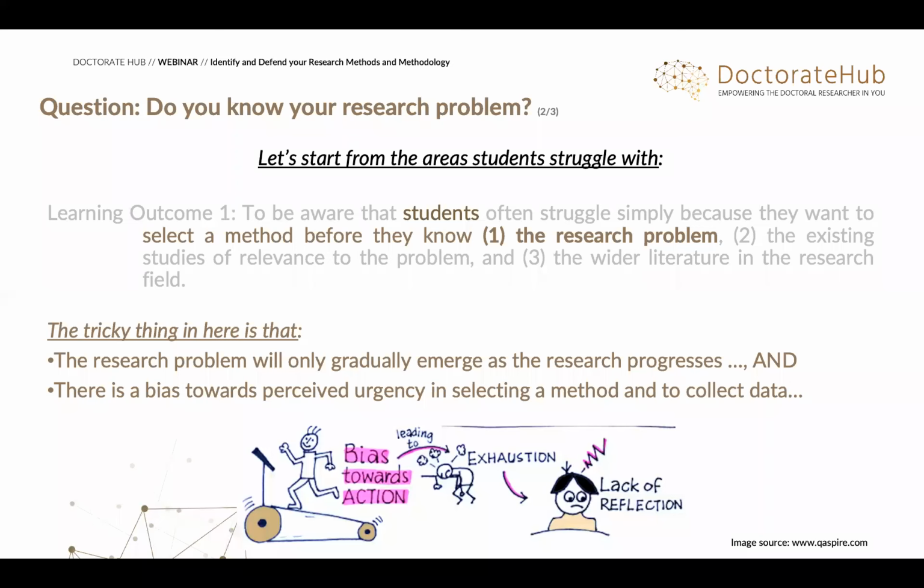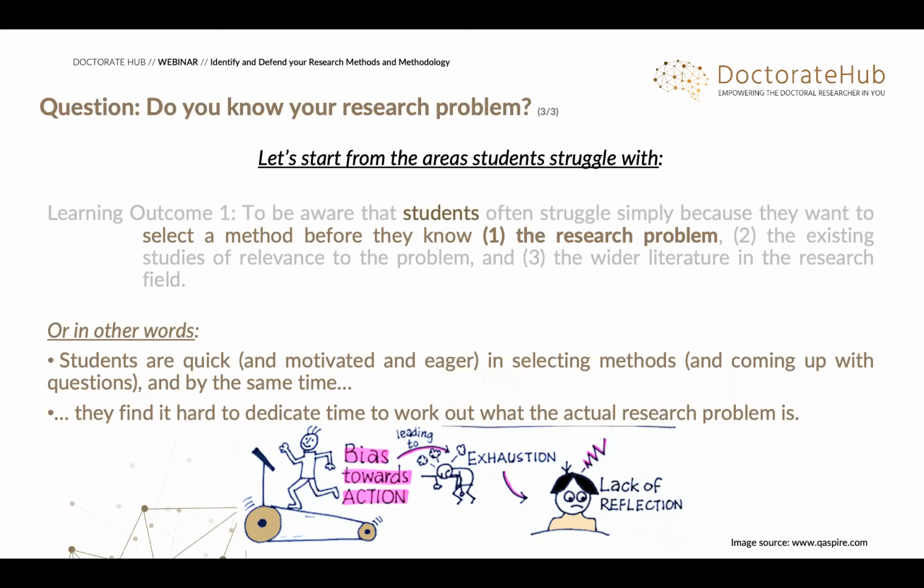However, unfortunately, what's to be observed is that there's often a bias towards a perceived urgency in selecting a method, and worse off, some questions that you want to ask and you want to engage with people and to collect data. There's a lot of excitement. So there's a bias towards action that then in a second stage leads to exhaustion, rather than starting off slowly and working out what is the research actually about, what is the issue, what is the objective, and how is the objective relating to the issue and the research problem. So this is the first thing where the struggle comes in.